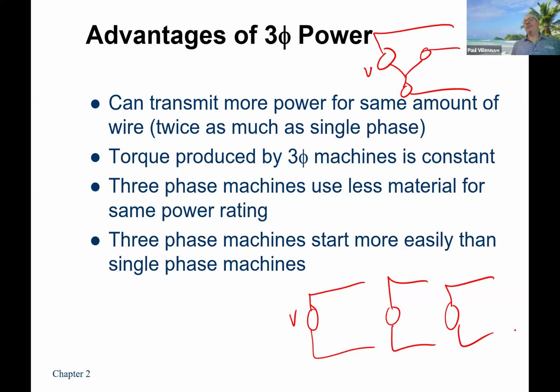Are the same, but we'll learn about the difference here. Those voltages are not the same. They're actually higher. But it can produce that. This is a huge advantage of the second bullet. Torque produced by a 3-phase machine is constant.